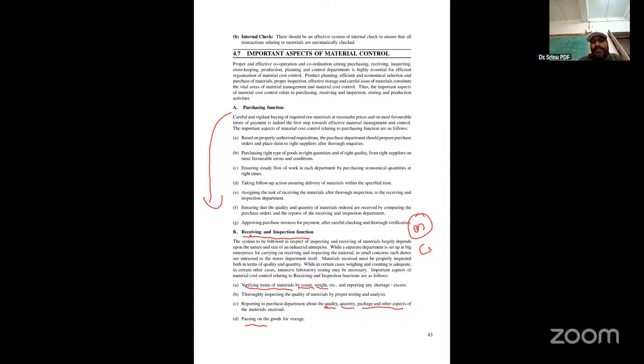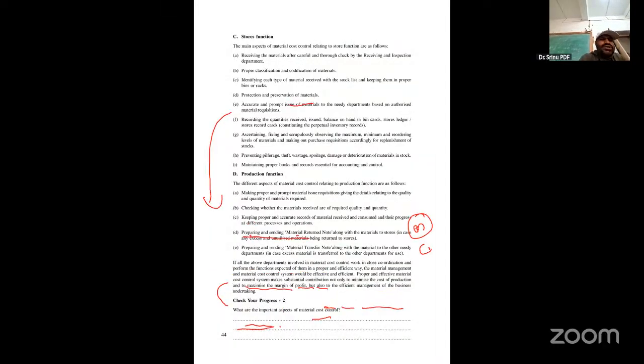Next, passing on the goods for storage. So this department will purchase. Once they purchase, the receiving department will verify whether the correct material was received or not. Then once they certify it, it is going to be passed on to the next one.